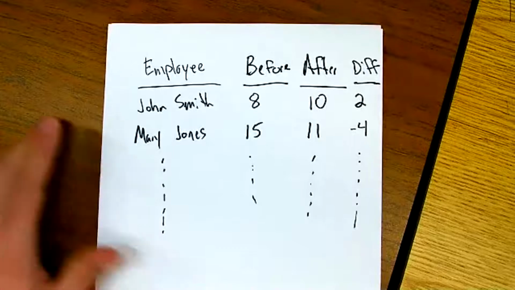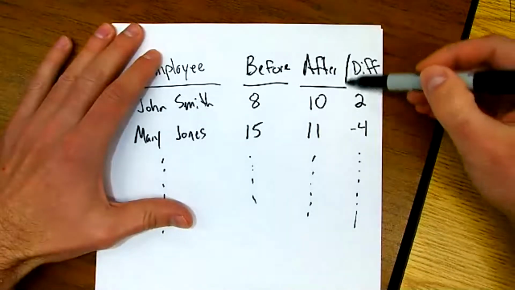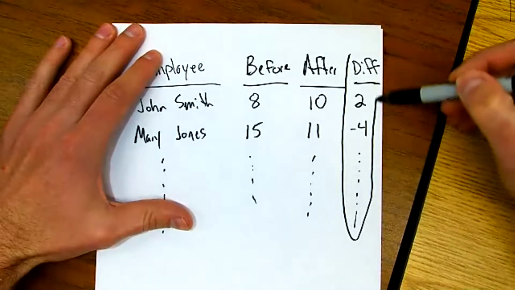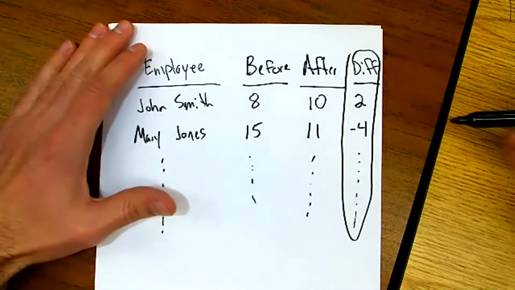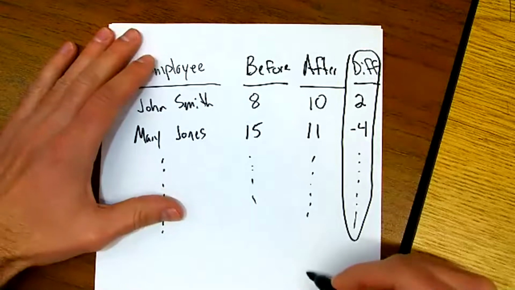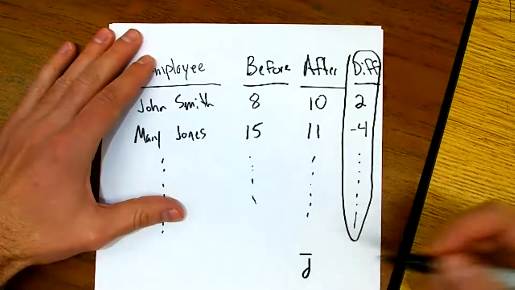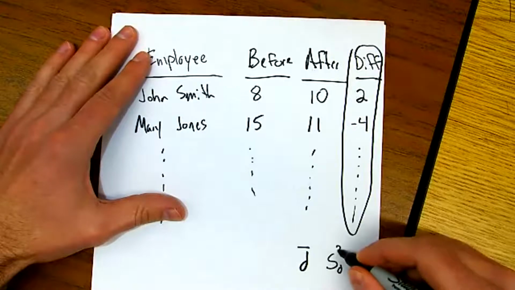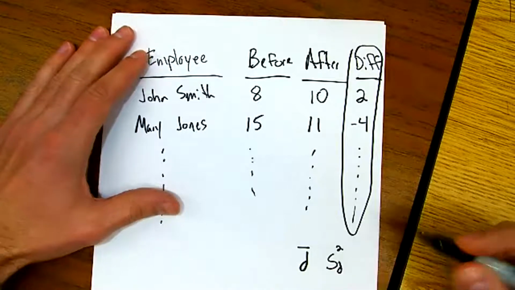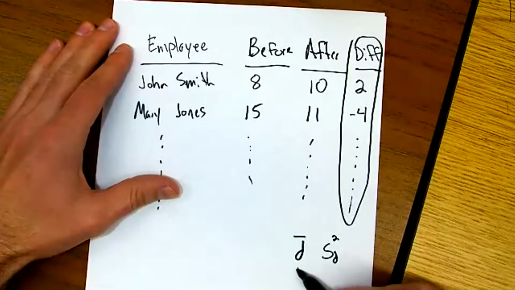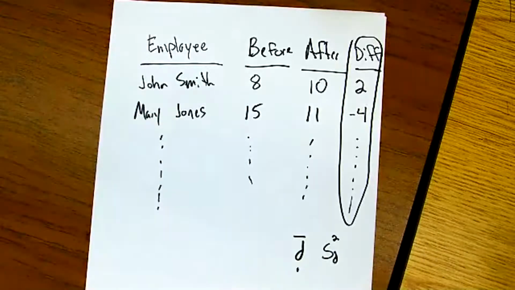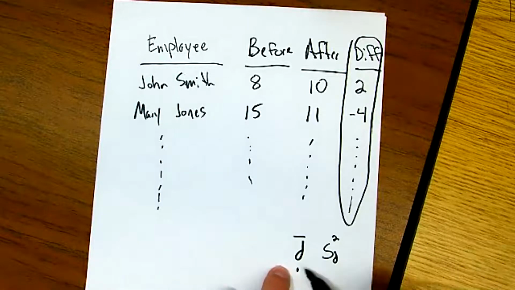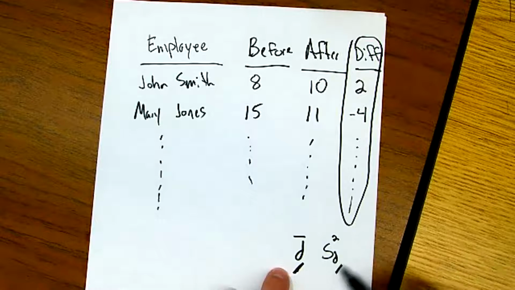Once I've done this for every employee, I've essentially just got one variable, which is this difference variable, and I can start to do things like calculate the average difference and get the variance on that difference variable. Well, once I have the average difference, that's essentially like I have a one population sample mean example. So I'm going to have this sample difference and the variance of that difference.